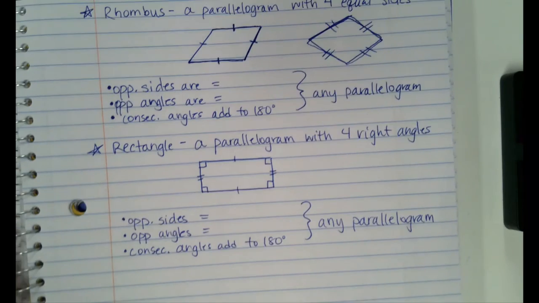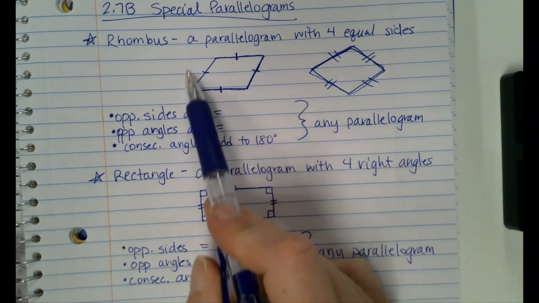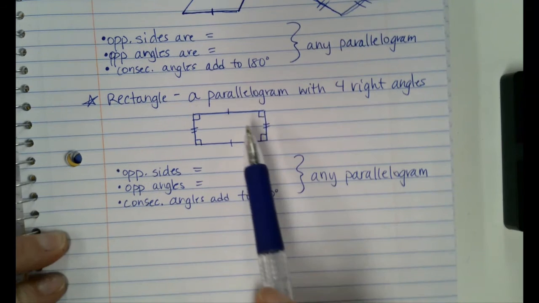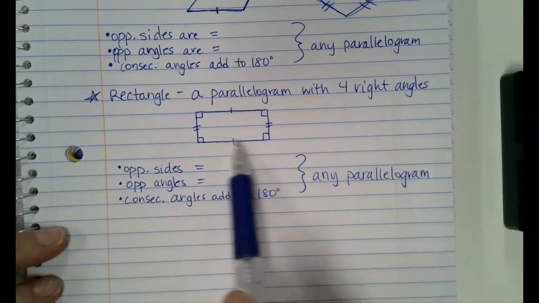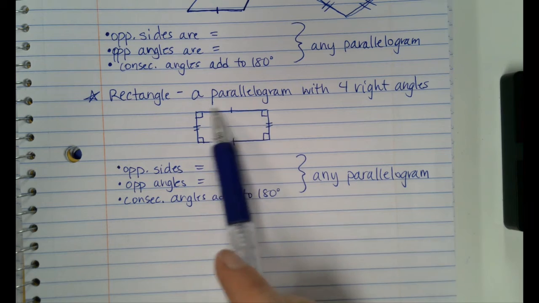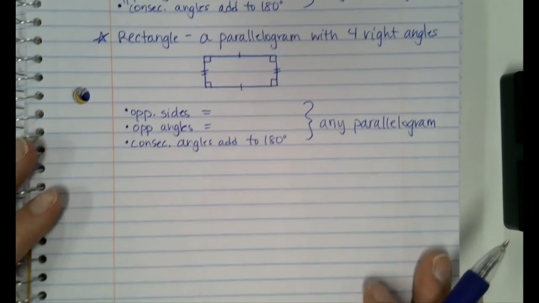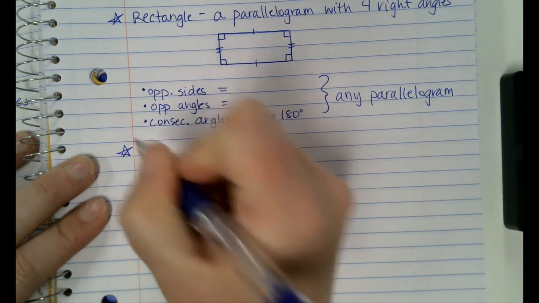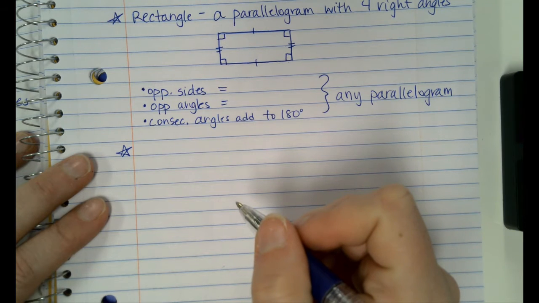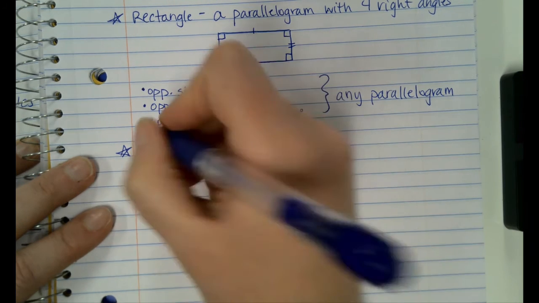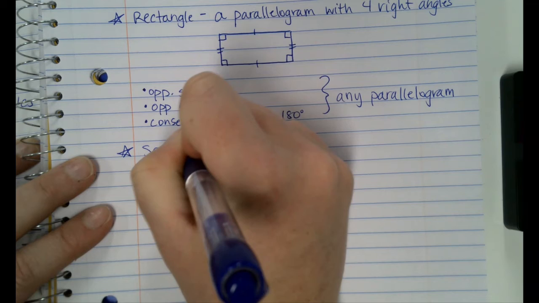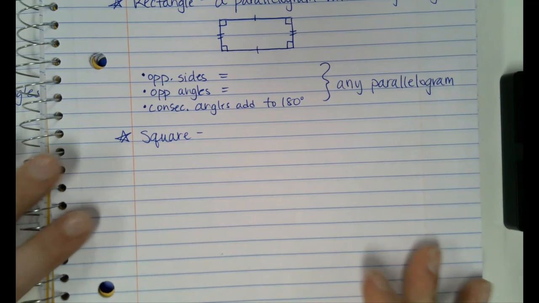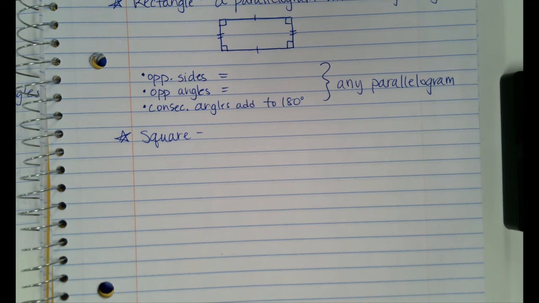All right, so we got our rhombus. That just means all four sides are equal. We got our rectangle. All four angles are equal, aren't they? And they're also 90 degrees. Now our last one. Any guesses what our last one's going to be? A square, exactly right. So your square is our last special parallelogram. And a square is extra special.